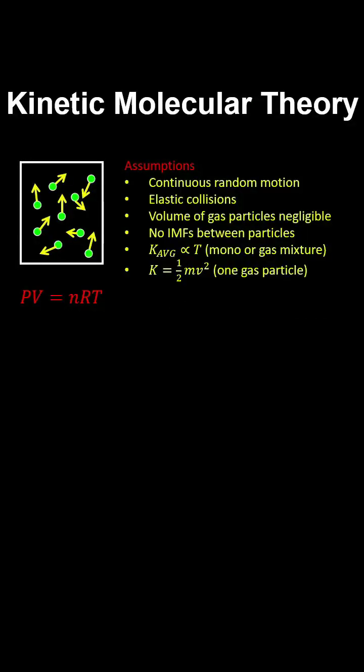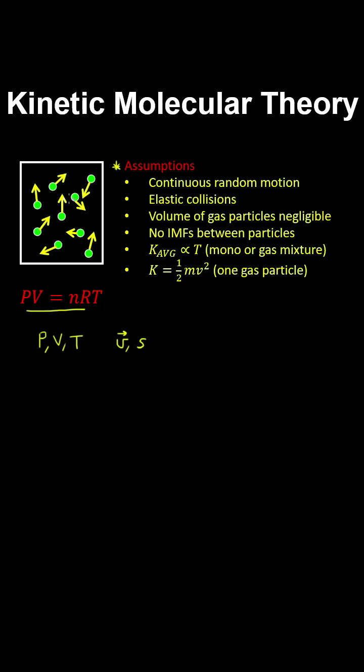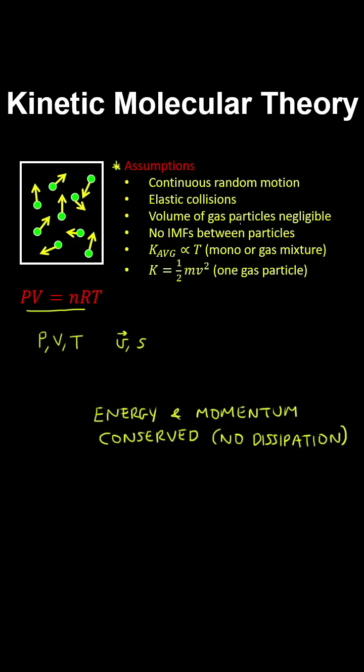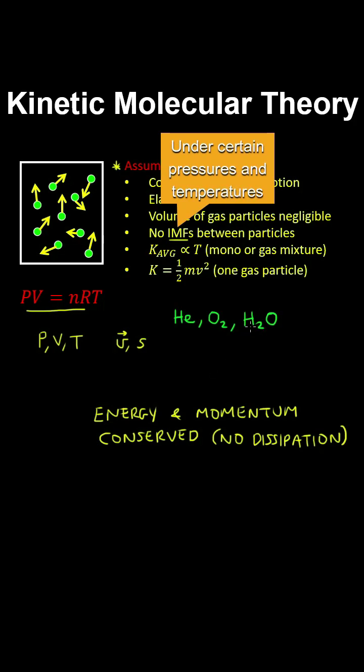The kinetic molecular theory, which is what the ideal gas law is based on, relates the macroscopic properties to the motion of the particles in the gas. And the key assumptions of the theory are that the particles of the gas are in continuous random motion, the collisions between the particles and the walls of the container are elastic, so there's no dissipation or losses in the collision, and the volume of gas particles is negligible compared to the volume of the container. There are no attractive forces between the particles, so under certain conditions the intermolecular forces are negligible.